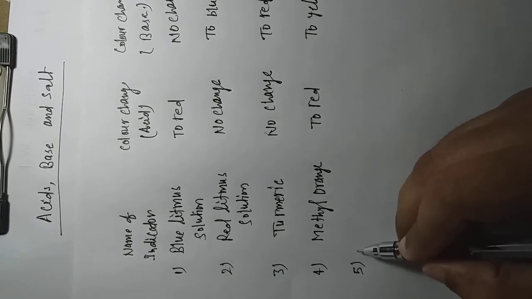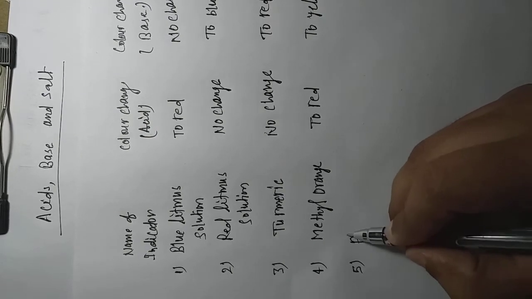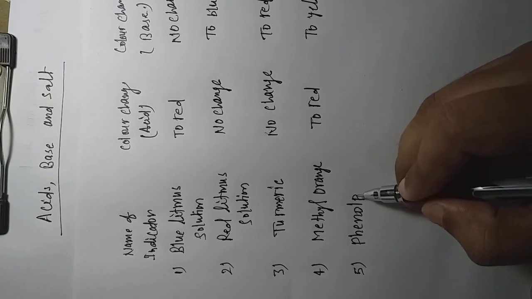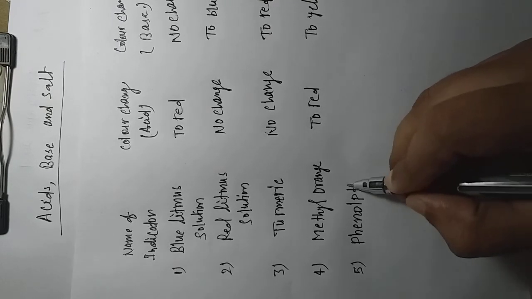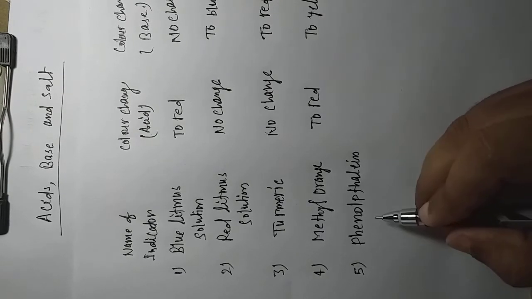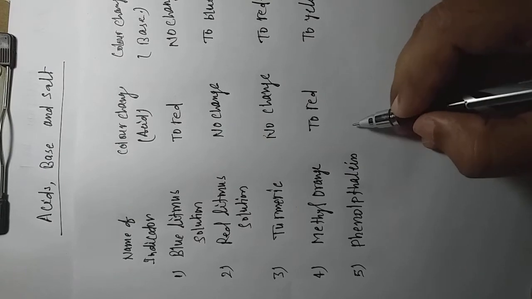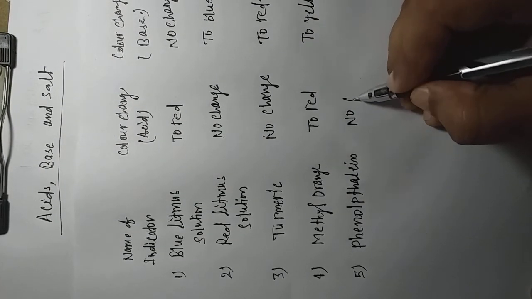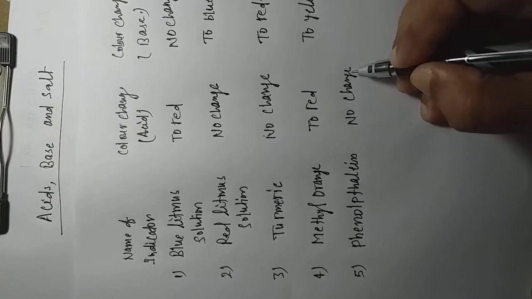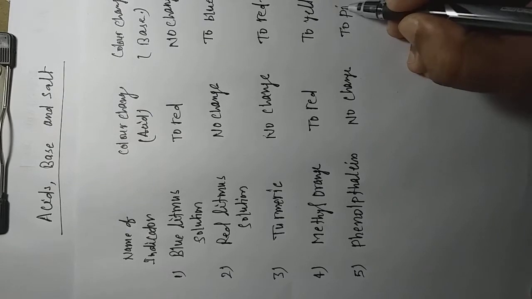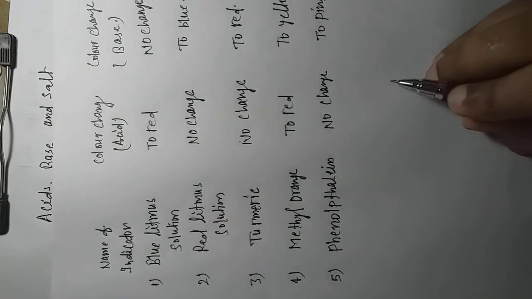Next is phenolphthalein. Phenolphthalein is actually colorless, so when you add it to acid there is no change in color we can observe, right? But when it is in base it converts to pink color, we will receive a pink color, right?